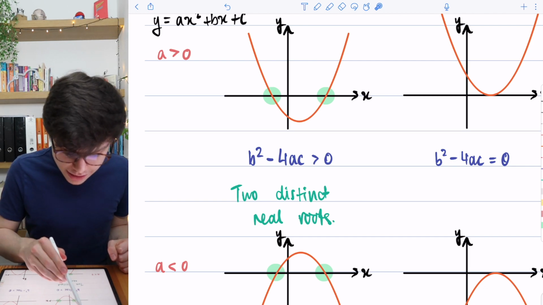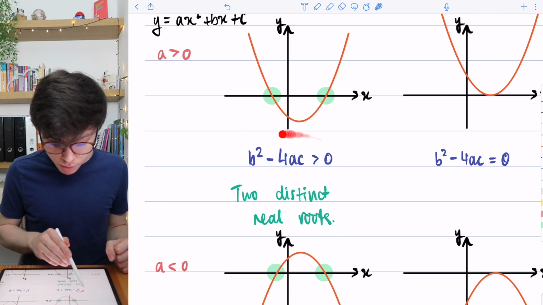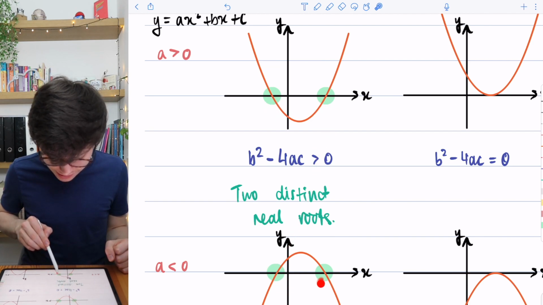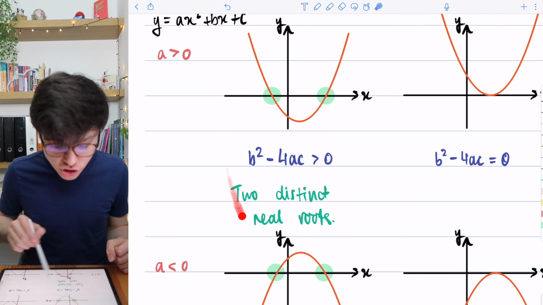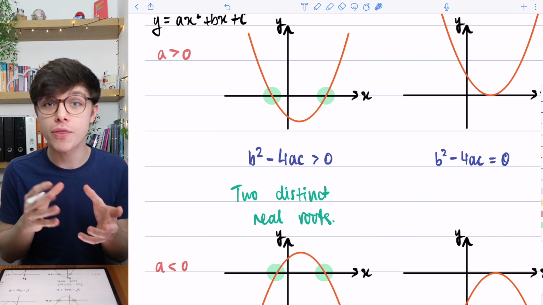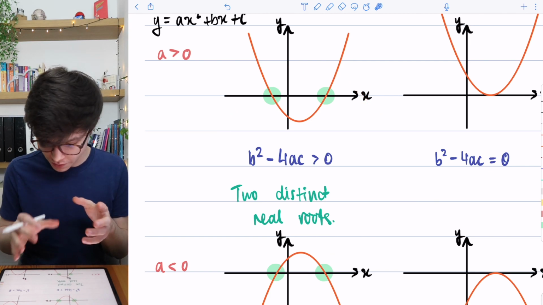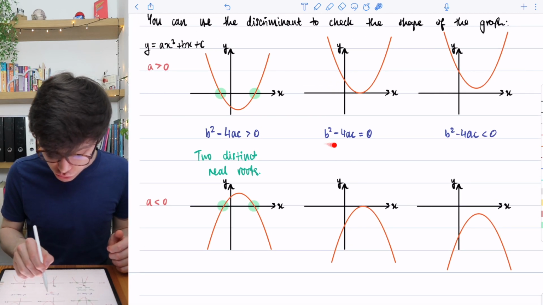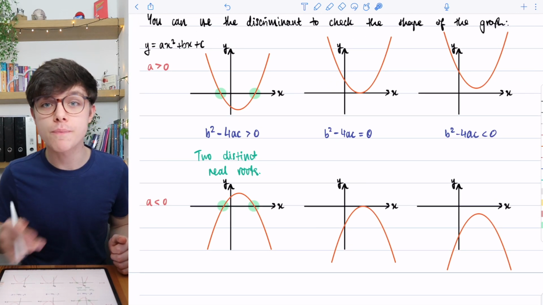Okay, so that's what happens when we graph a quadratic and the discriminant is greater than 0. We can see that we have two distinct roots. And that's the visual interpretation of what the discriminant tells us. Okay, if we have a look then at when the discriminant is equal to 0.